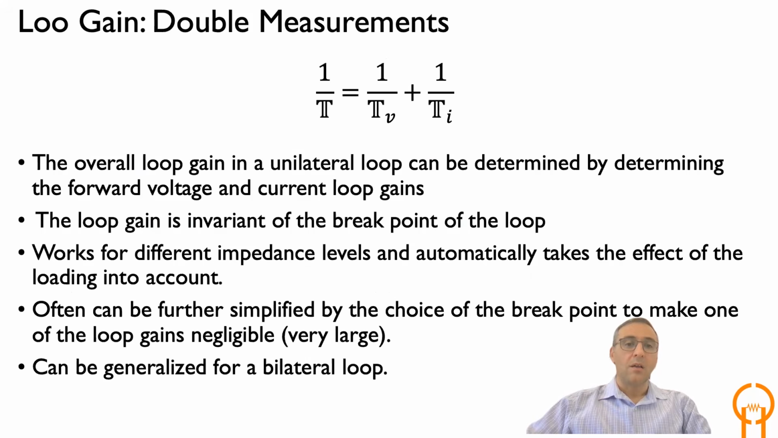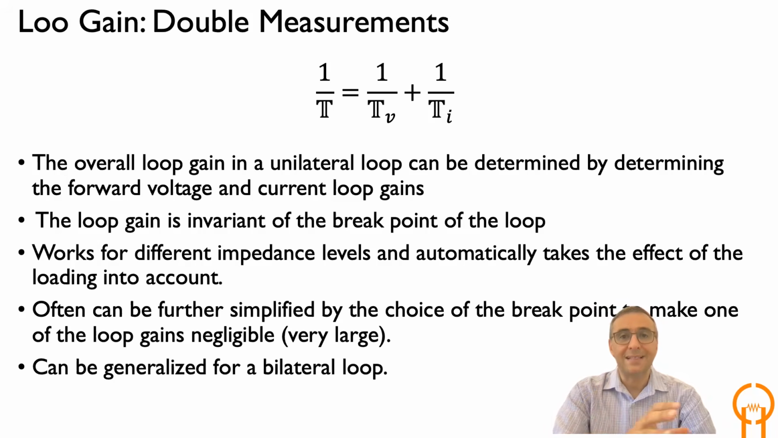Now, if you calculate these things in a unilateral loop, this relationship holds, which is very useful and very interesting, meaning that the reciprocal of the overall loop gain of the system is the sum of the reciprocals of the voltage and the current loop gain. So they behave like parallel resistors, if you will. Interestingly, for a unilateral loop, it's independent of the breakpoint.